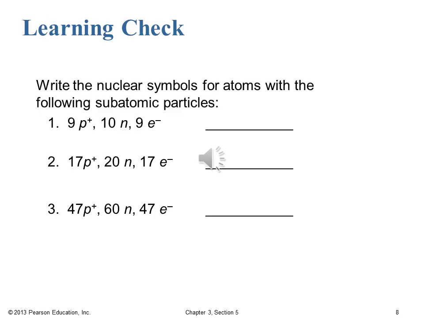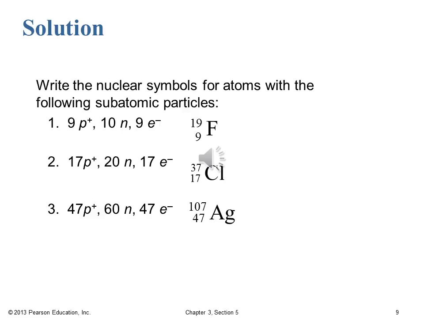Alright, so in our learning check now, we're looking to write the nuclear symbols for atoms with the following subatomic particles. Number 1, we have an atom with 9 protons, 10 neutrons, and 9 electrons. For 2, we have 17 protons, 20 neutrons, and 17 electrons. And then for number 3, we have 47 protons, 60 neutrons, and 47 electrons. So go ahead and pause the video if you haven't finished your nuclear symbol, and then start back up to see how you did.